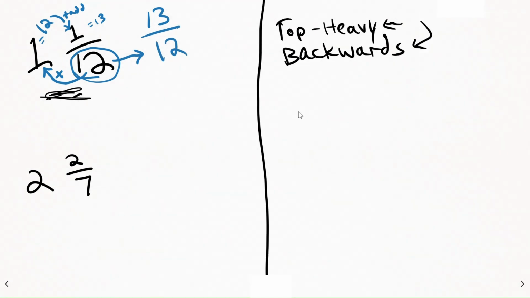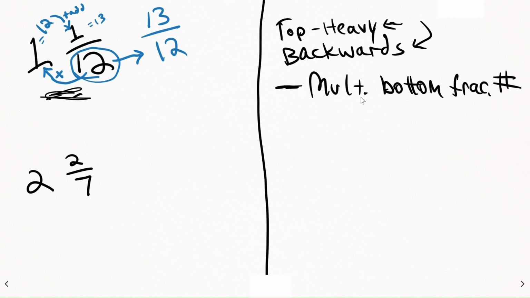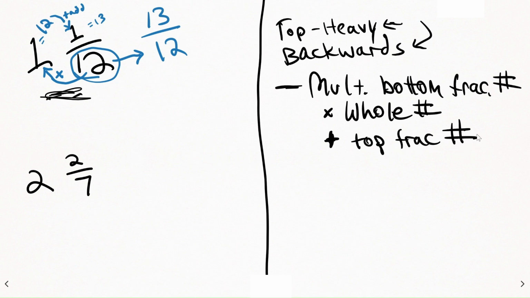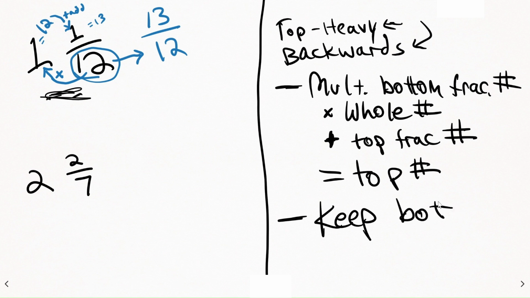So now in your notes, you're going to write: multiply the bottom of the fraction number times the whole number, and then add the top of the fraction number, and that will give you the top number. And then you keep the bottom number of the fraction the same. Or something like this. Whatever notes you need to write so you remember what the steps are.